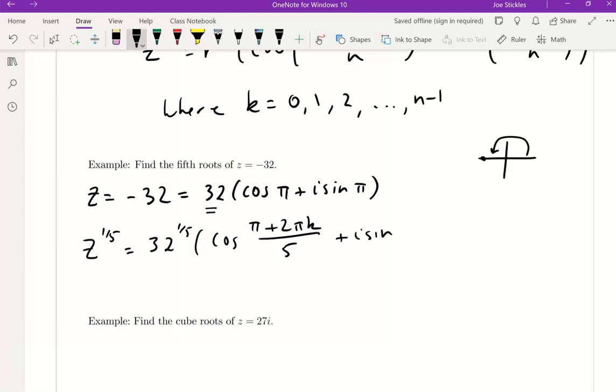So again, we'll do the fifth root of 32. We'll divide the argument by 5. But then we've got to do this coterminal angle idea, and we'll plug in the different values for k. What possible values are we going to plug in for k in this case?